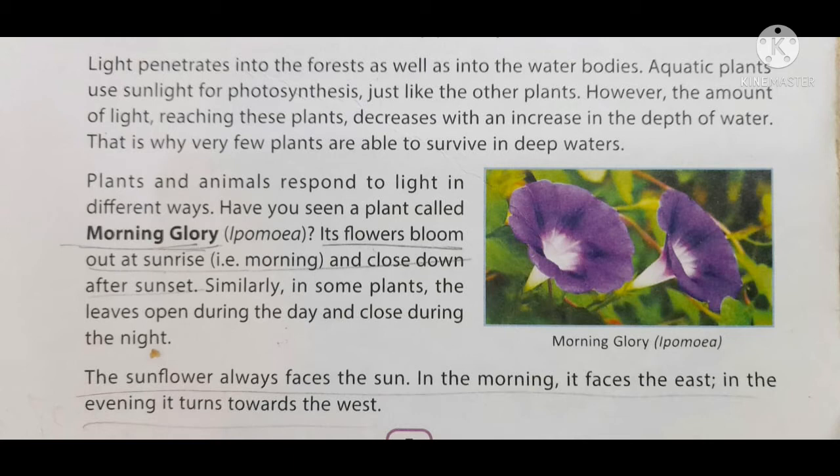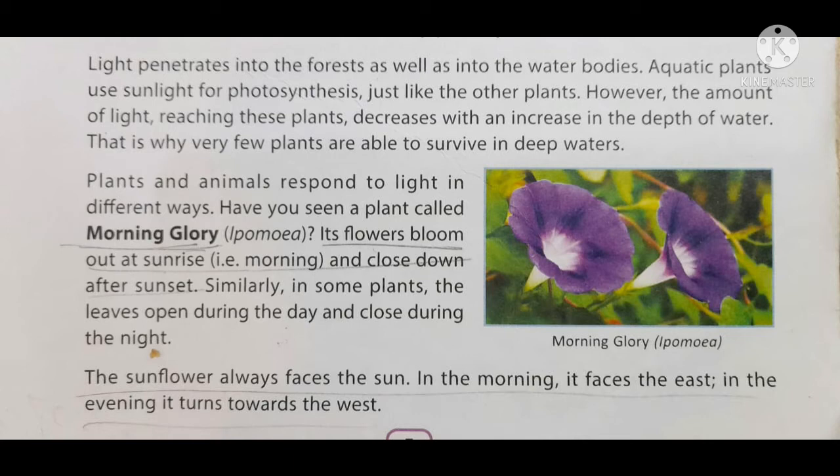So the morning glory, Ipomoea, blooms at sunrise and closes after sunset. Also, the sunflower faces the east in the morning and towards the west in the evening. So our next example is temperature.